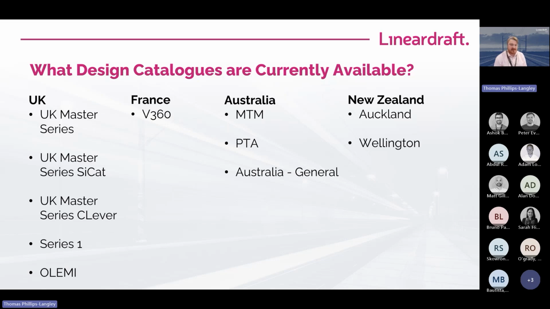For France, we have V360, which was used for the outline design of High Speed 2 in the UK. For Australia, we have PTA, MTM, and also an Australia General catalogue, which contains some generic steelwork for use with the other Australian catalogues. These catalogues were used on projects such as the Morley-Ellenbrook Line and multiple projects as part of the Southern Programme Alliance.